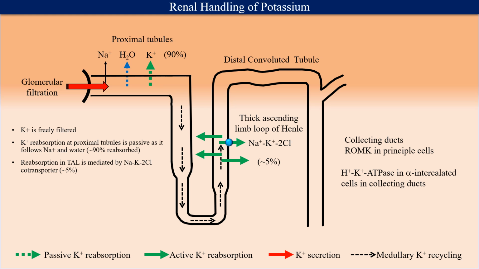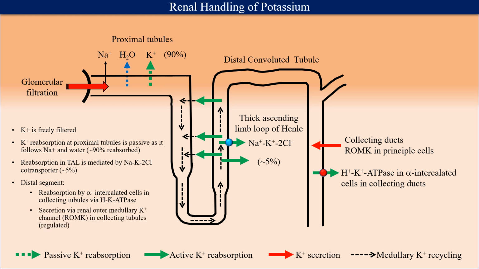Approximately 5% gets reabsorbed at the thick ascending limb of loop of Henle, and the remaining recycles within tubular lumen. At the collecting duct, potassium secretion is regulated in principal cells. There is minimal potassium reabsorption via the hydrogen-potassium ATPase in alpha intercalated cells.